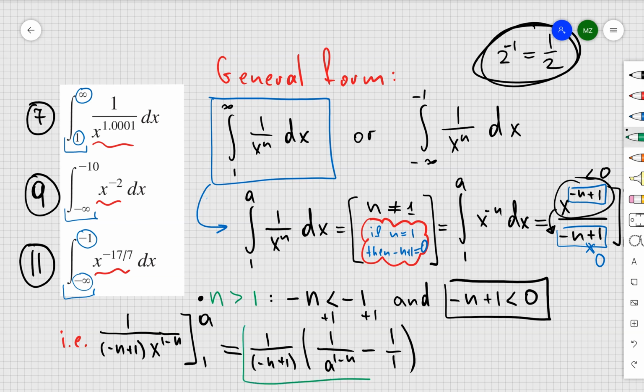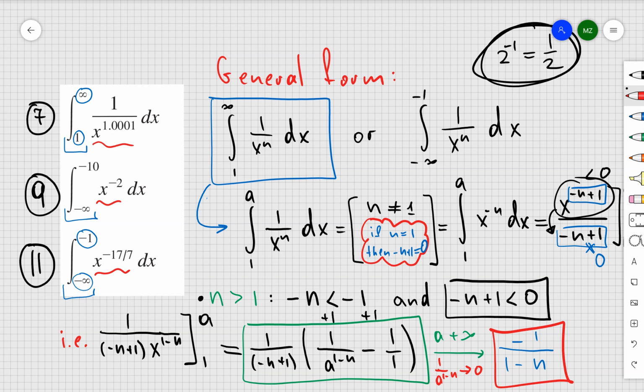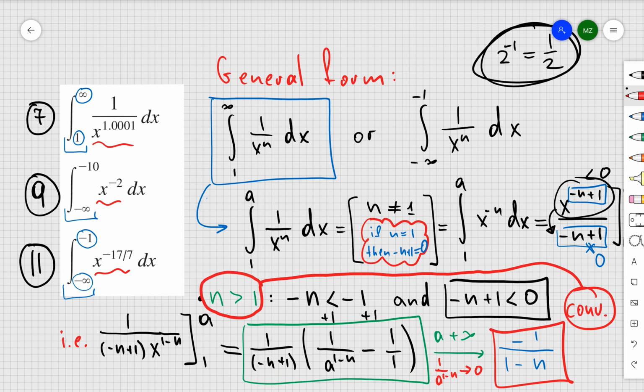And if I take a to positive infinity, then you can see that 1 over a to the power of n minus 1 is going to go to 0, because if a is getting bigger and bigger, and since n minus 1 is strictly bigger than 0, then that number is going to get smaller and smaller. So my final answer is going to be negative 1 over 1 minus n. So my integral converges. It converges for all n strictly bigger than 1.